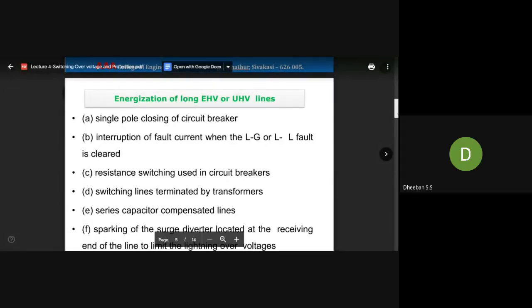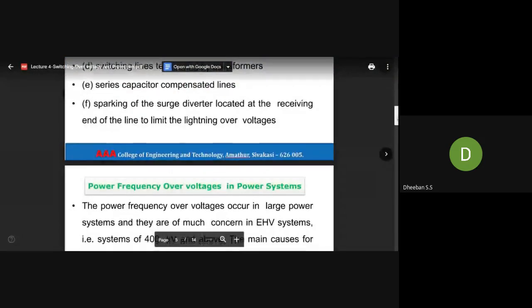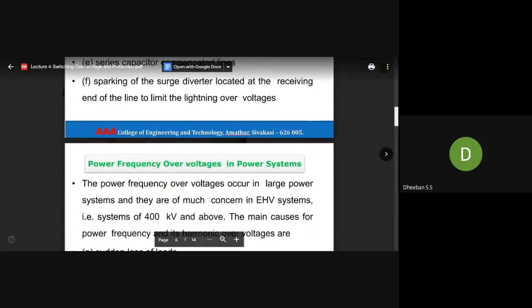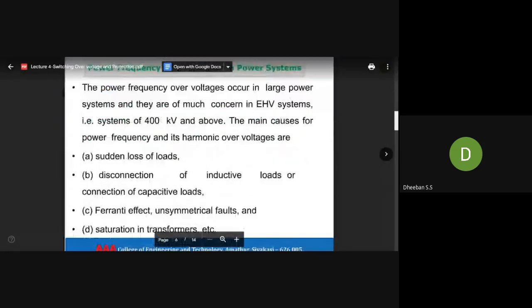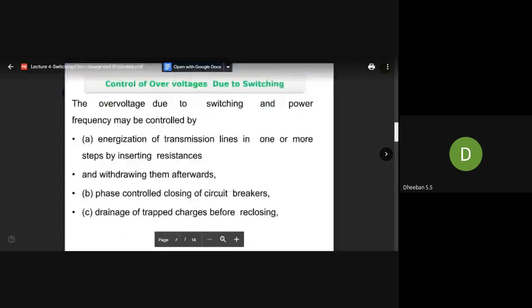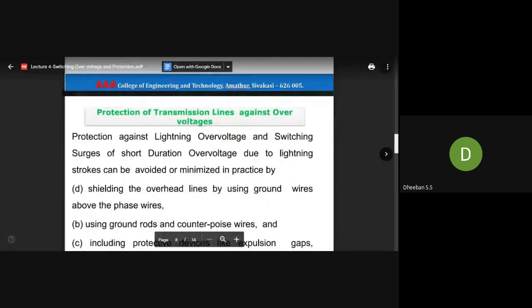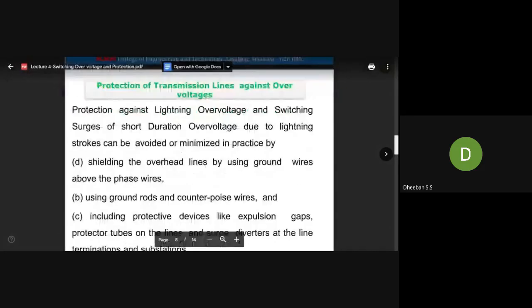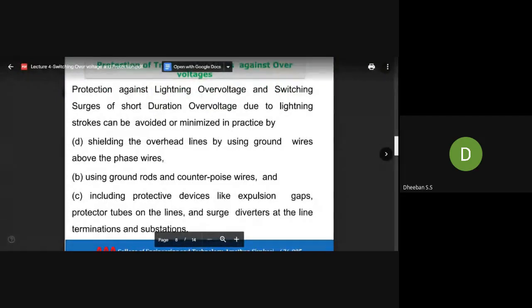So yes, I left off in the previous class. We have seen how the high voltage lines get energized due to the switching over voltage, followed by the power frequencies in the over voltage due to switching, and then how you can control the over voltage due to switching. After that we went to the protection part of your transmission line, how the transmission line can be protected from over voltage in terms of both lightning over voltage as well as switching over voltage.